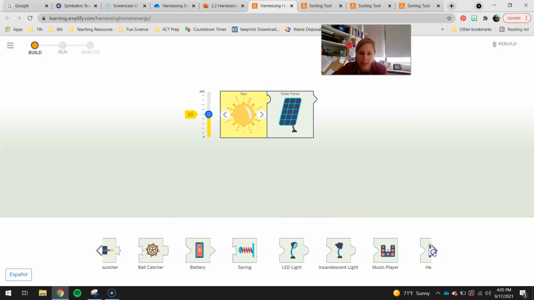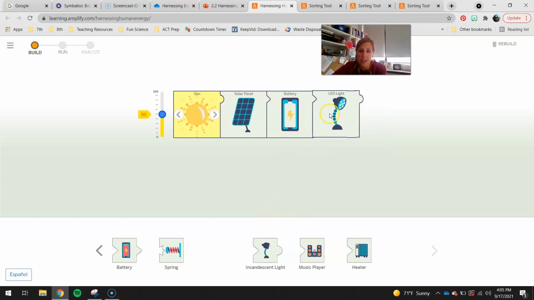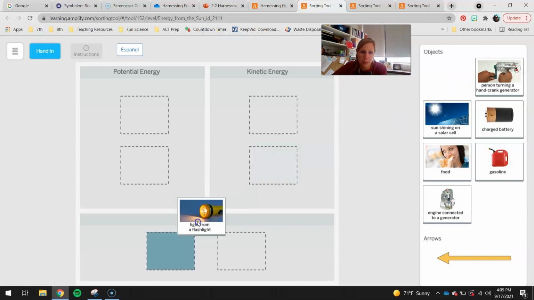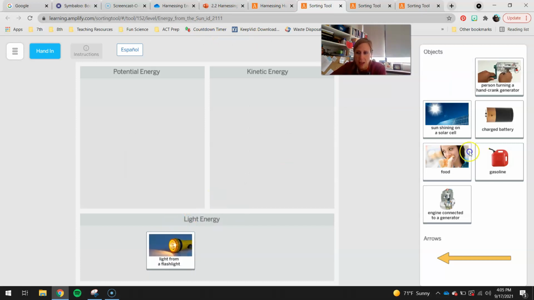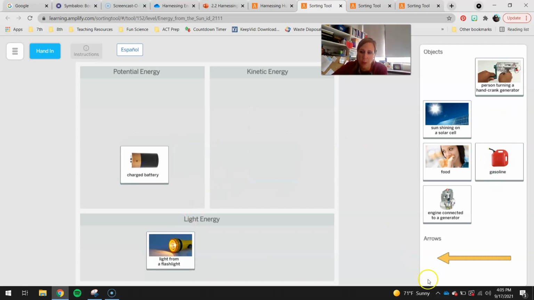And then we can see from right there, can we go directly from a solar panel to charging a battery? Obviously the simulation is going to show us that yes, we can. And then we're going to take that into a light. So this kind of gives us an idea of what our pathway is going to look like in our sorting tool. So now I can say, all right, my end game for this is going to be light energy from a flashlight. That light is going to get its energy from this charged battery.